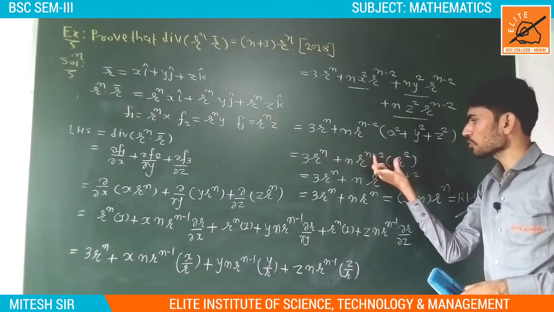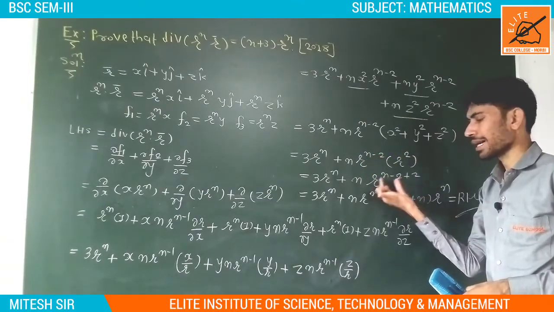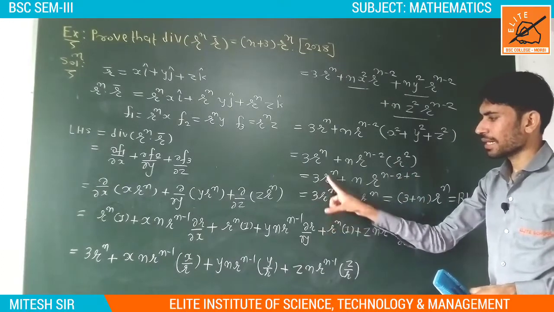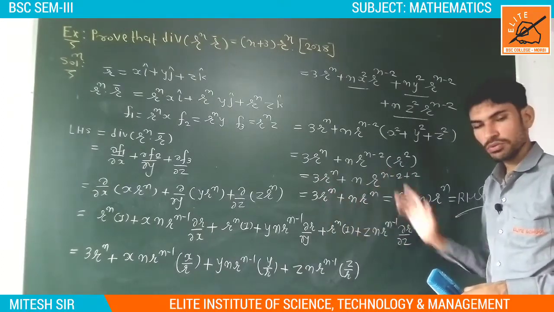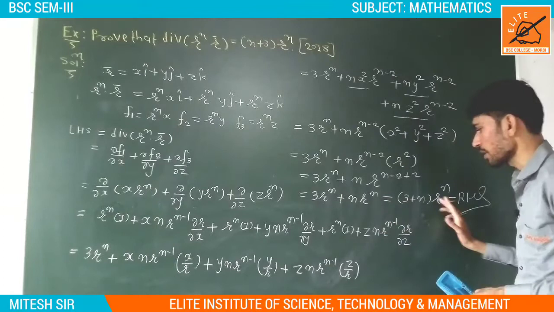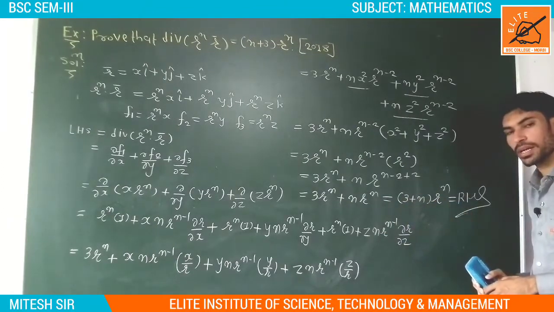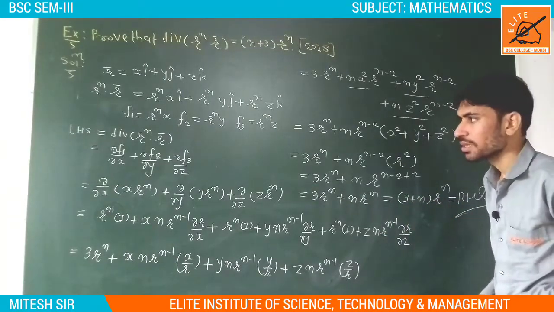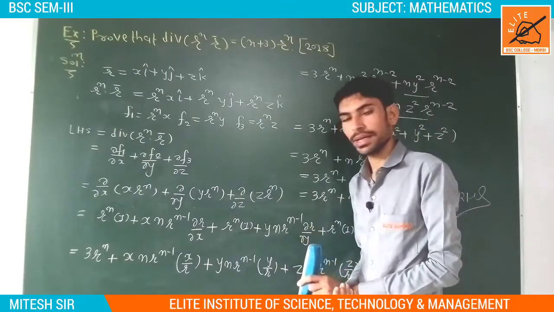So n minus 2 plus 2, so we remain with just r raised to n. That means 3r raised to n plus n r raised to n. Now take r raised to n outside. So (3 plus n) r raised to n, and this is nothing but our RHS. So this is the solution of our example.